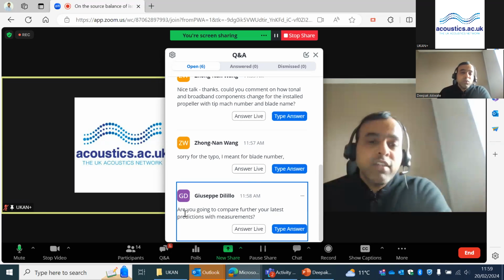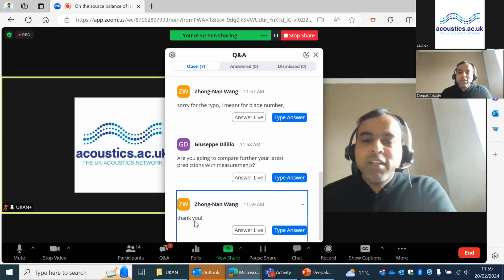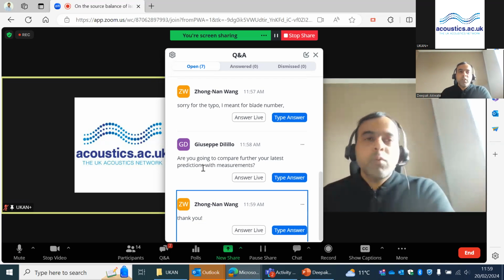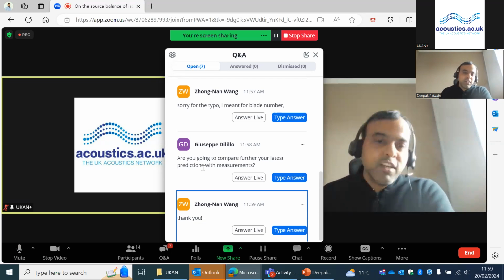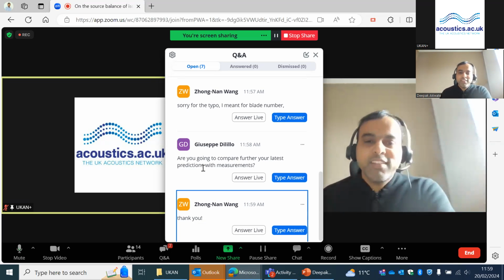Yes, there is one more question. Are you going to compare your latest predictions further with measurements? Yes, we are going to compare our propeller wing predictions with one of our wind tunnel measurements, and you will see it very soon at the upcoming AIAA conference as well.